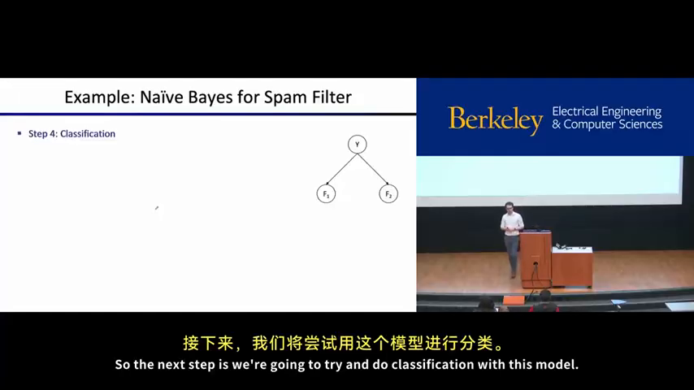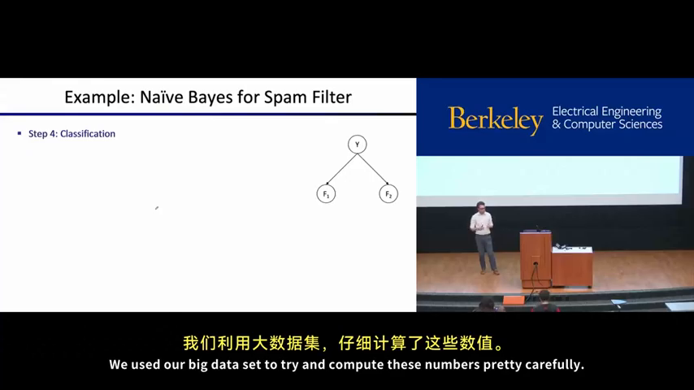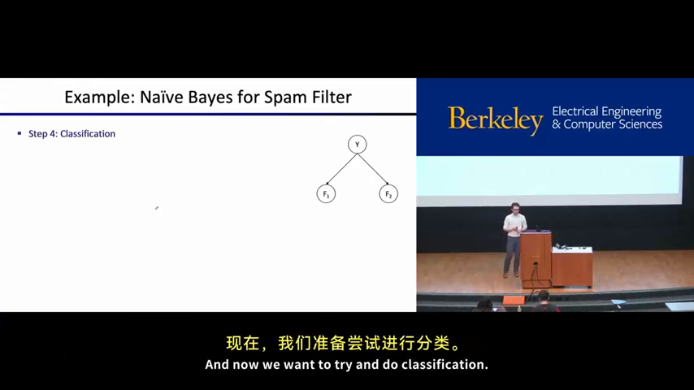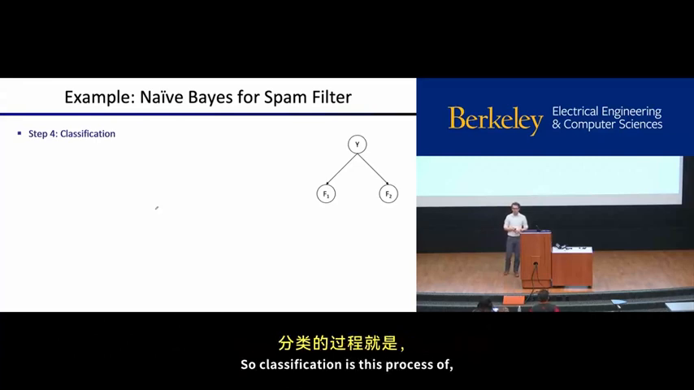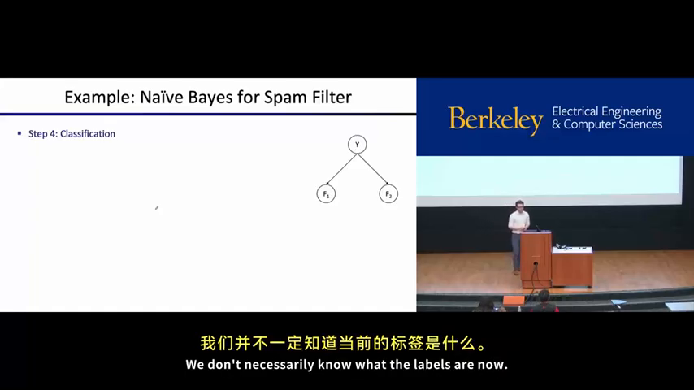So the next step is we're going to try and do classification with this model, right? So we've learned the probabilities. We used our big data set to try and compute these numbers pretty carefully. And now we want to try and do classification. Classification is the process where we take the inputs and try to predict the labels. We don't necessarily know what the labels are now, right?